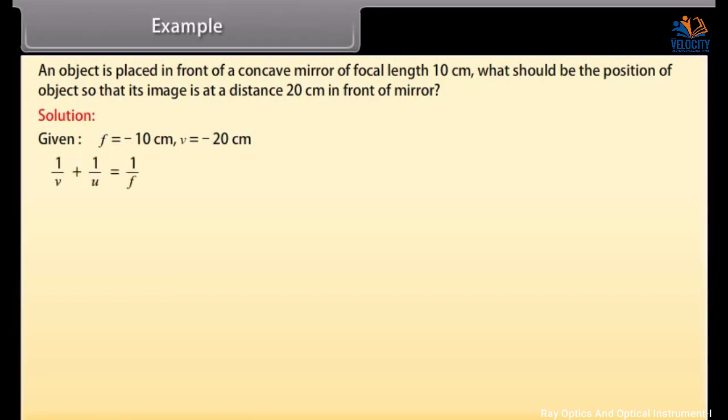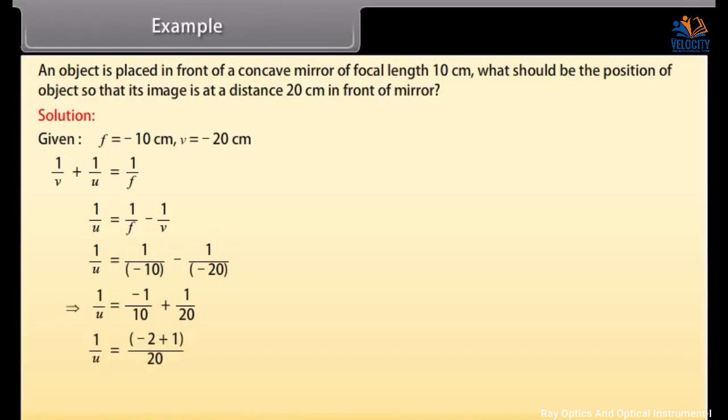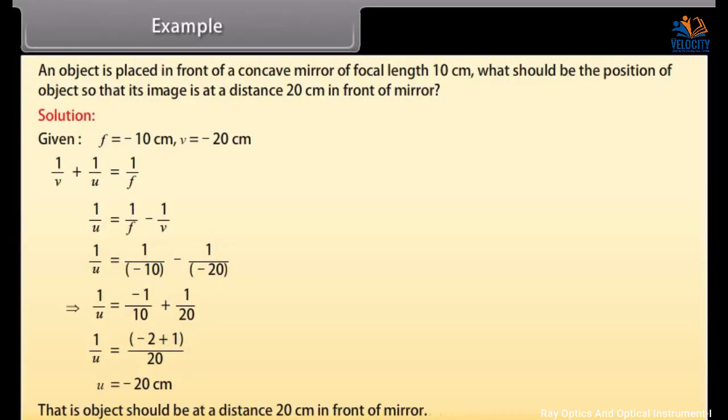1 by v plus 1 by u is equal to 1 by f. 1 by u is equal to 1 by f minus 1 by v. 1 by u is equal to 1 by minus 10 minus 1 by minus 20. It implies 1 by u is equal to minus 1 by 10 plus 1 by 20. 1 by u is equal to minus 2 plus 1 by 20. u is equal to minus 20 centimeters. That is, the object should be at a distance 20 centimeters in front of the mirror.